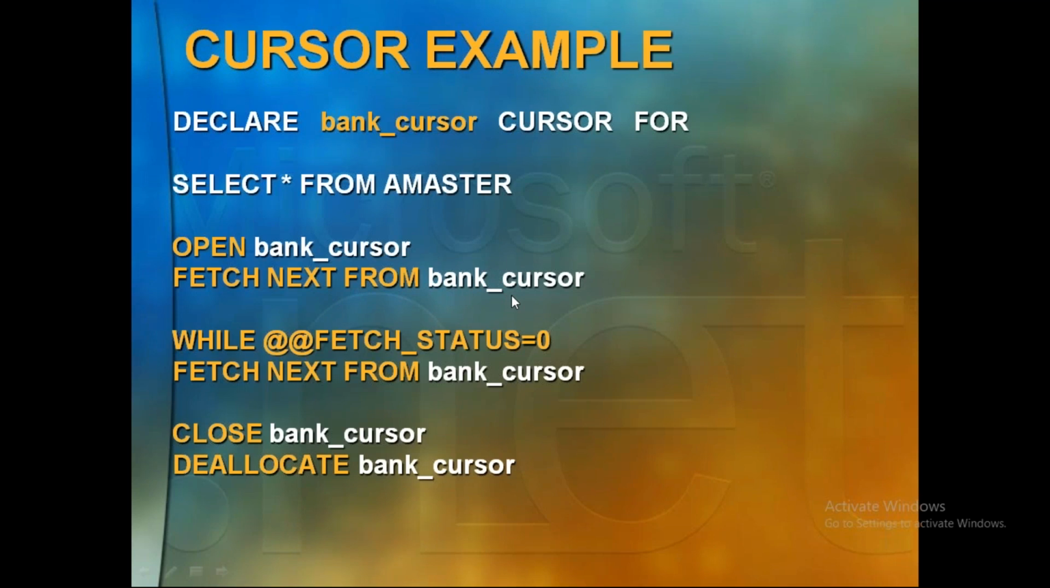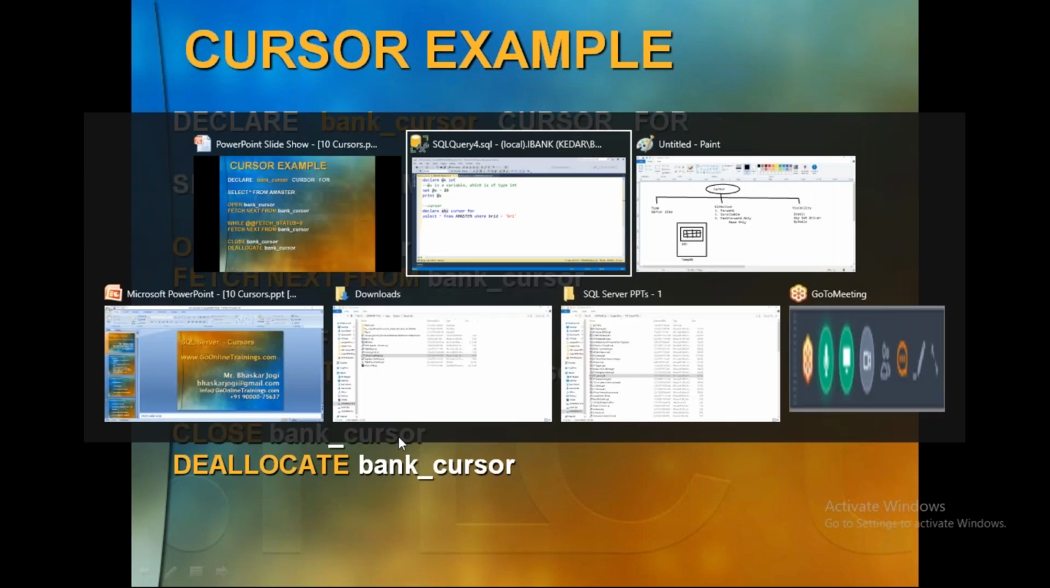But if you have 10,000 rows, 10,000 times you need to write this fetch next, fetch next, fetch next. Instead of that, I'm going to be using a loop. What is the meaning of that? WHILE @@FETCH_STATUS = 0. That means till end. When you write this statement, till end, you keep on fetching row by row, row by row. So after fetching everything, you close the bank cursor. That means you close that box.